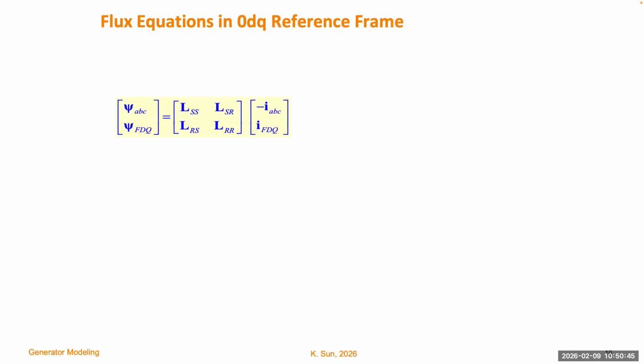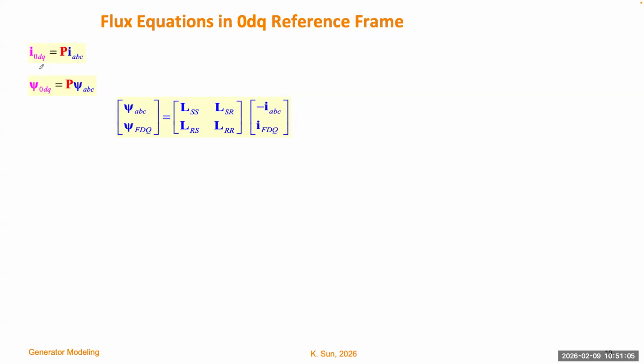Okay, let's figure out how we can transform this flux linkage equation into the new frame. So this is still our original equation, right? Those L blocks are all state dependent. Oh, actually, only LRR is constant. The other three are all state dependent.